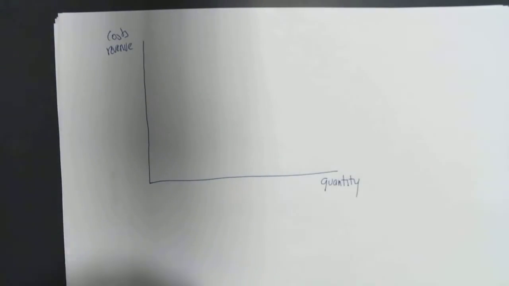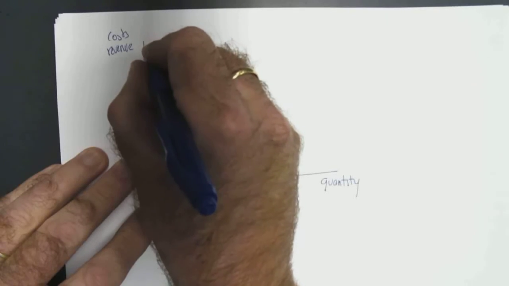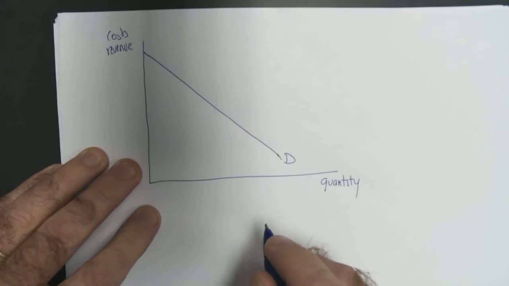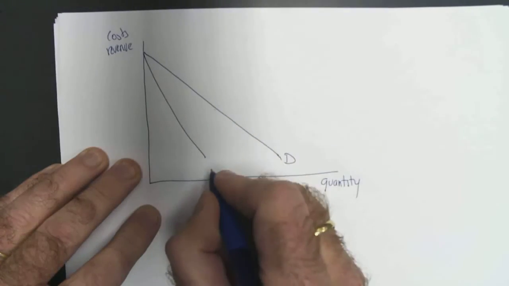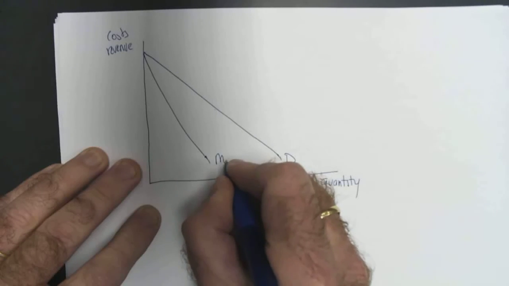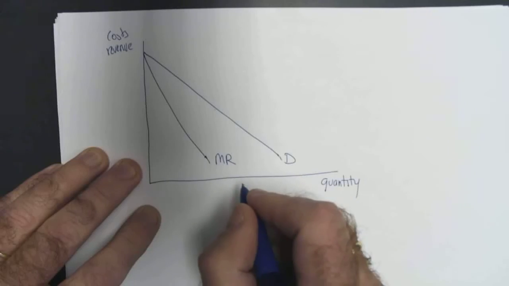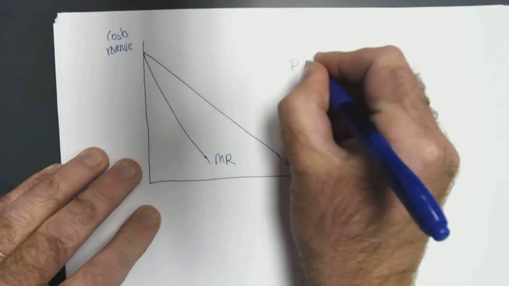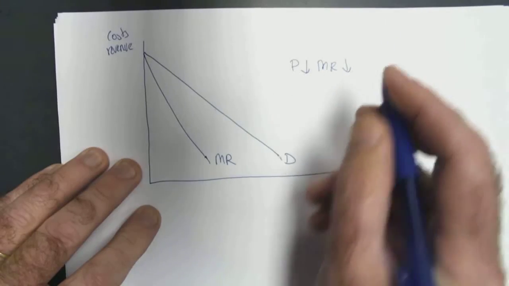So for Monopoly, remember that since the firm has to lower its price, its demand curve is going to be downward sloping. But since the price is falling, we have to realize too that the marginal revenue curve is going to be downward sloping too. So therefore, as the price falls, the marginal revenue is going to be falling as well.